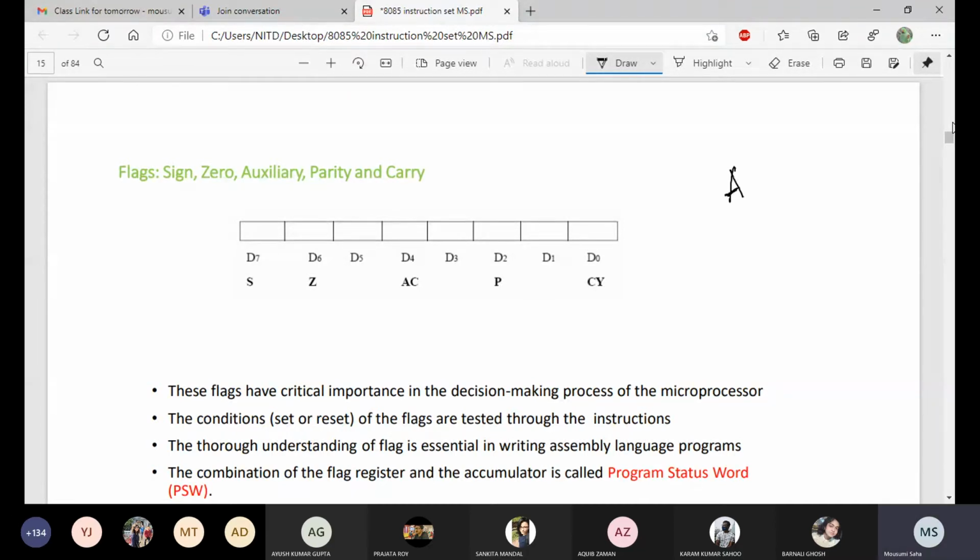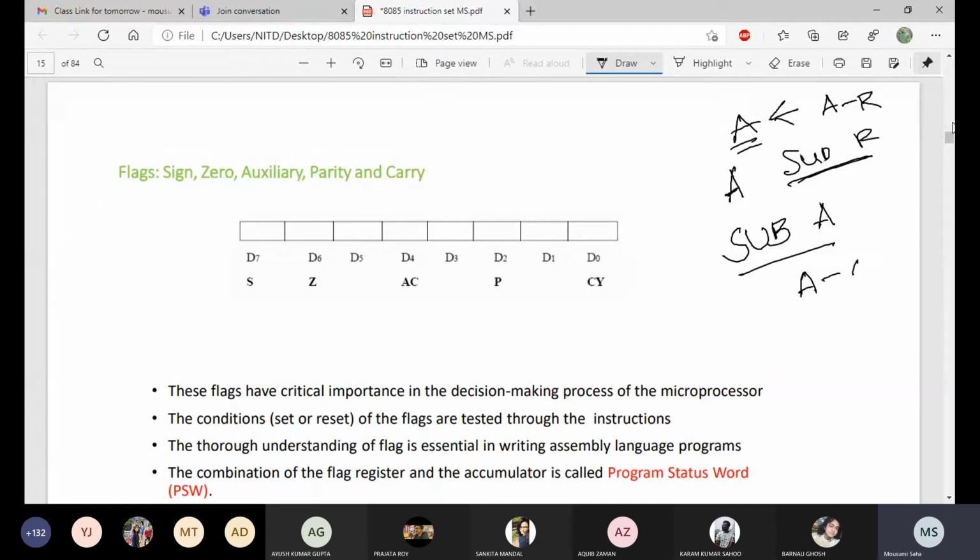Suppose A represents the accumulator, and I use the instruction SUB A. SUB means subtraction, and the syntax is that you write SUB and then the register. It will subtract from the accumulator and store the result into the accumulator. Now SUB A, what is the meaning? The content of the accumulator will be subtracted from the content of the accumulator, and after the operation it will be stored into the accumulator. So obviously the content of the accumulator will be 0.